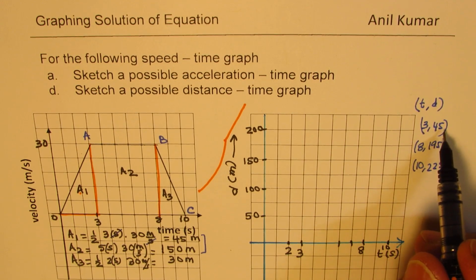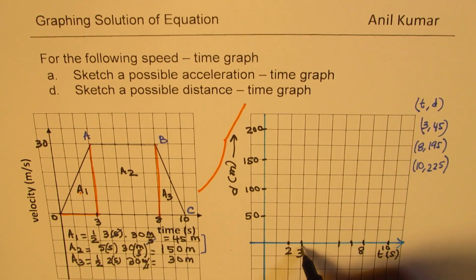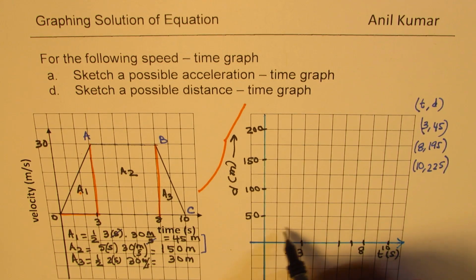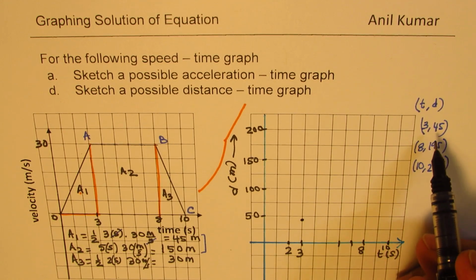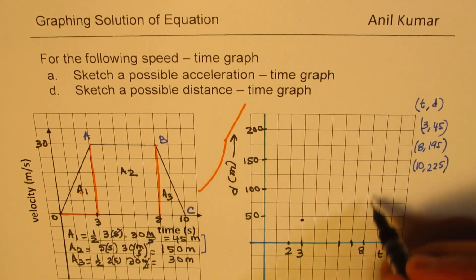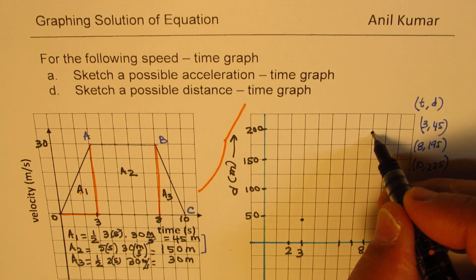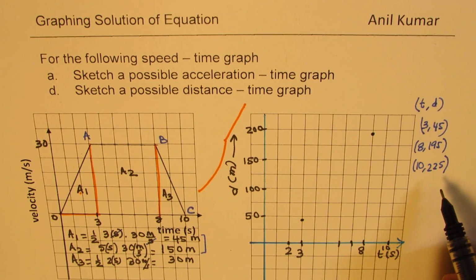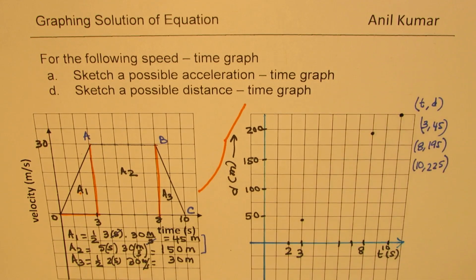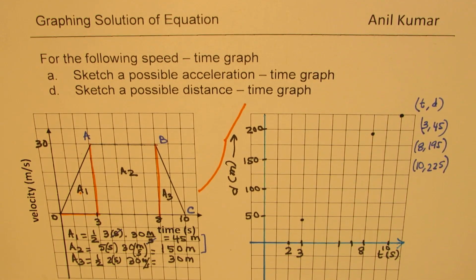Now at 3 we have 45. So at 3 the point 45 will be close to, this is 25, right? So at 3 it will be somewhere here. Then at 8 we have 195, close to 200. So at 8 it is close to 200. Let's say this is our point, but less. And this is 225 at 10, so it reaches there, correct? So these are the 3 points, starting with 0, of course.